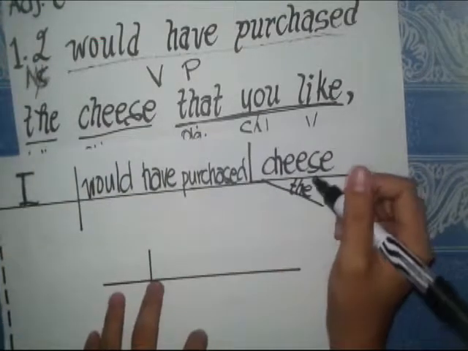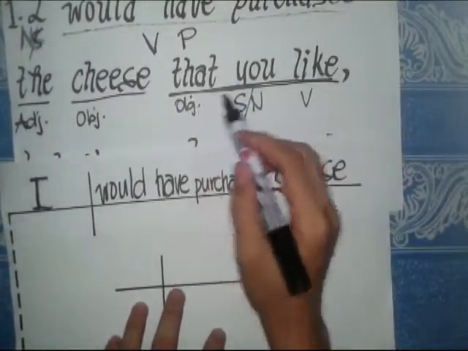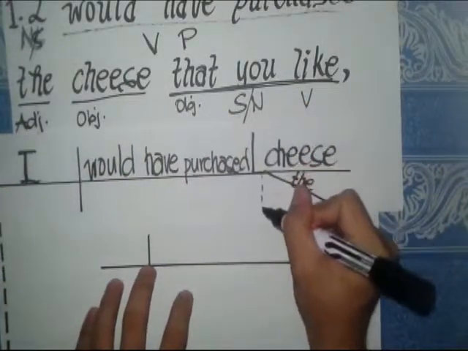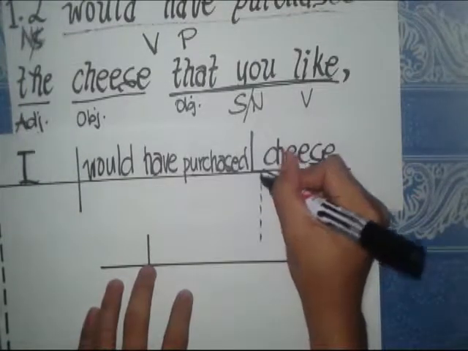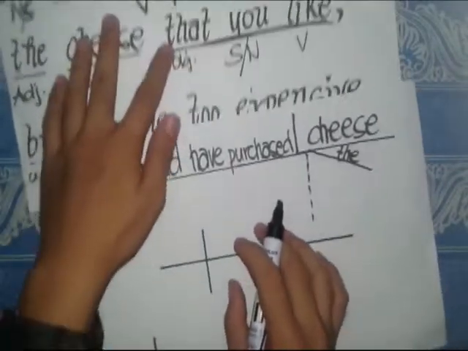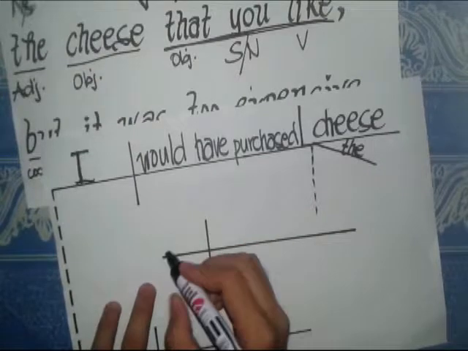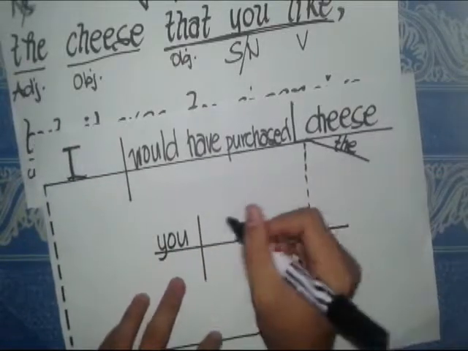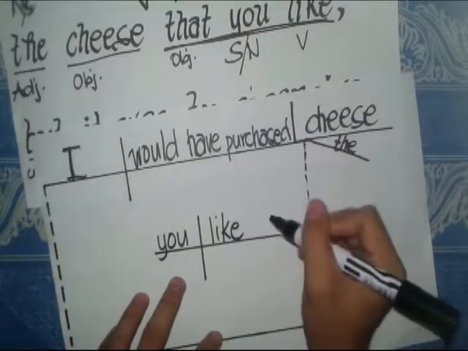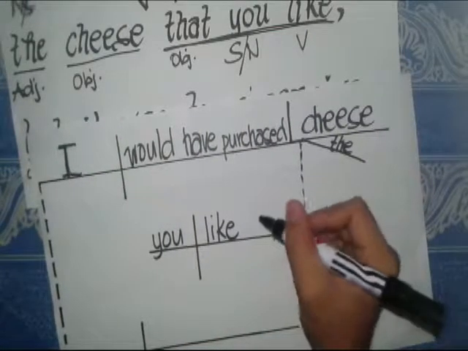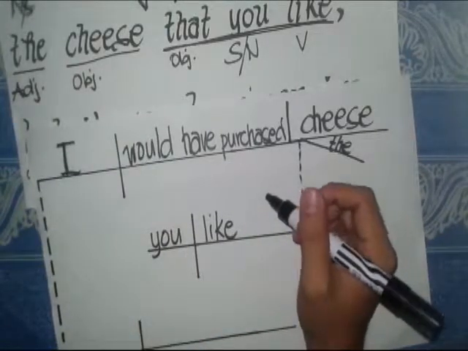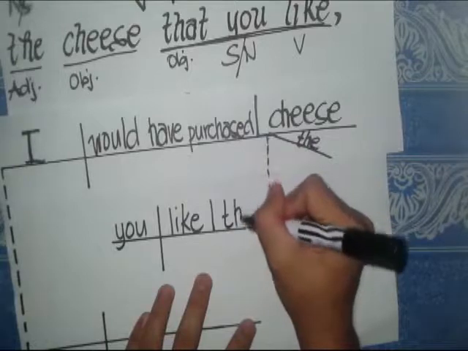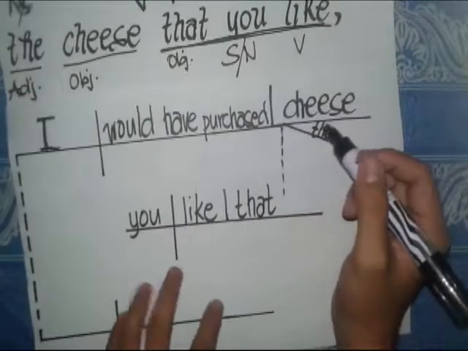Then, because the adjective clause modifies cheese, we're going to put here a broken line, and then here you will put the subject in that clause, which is you. Then the verb like. So what do you think we should put here? Like is a transitive verb, so we're going to put a horizontal line. Then that as the object of the verb.